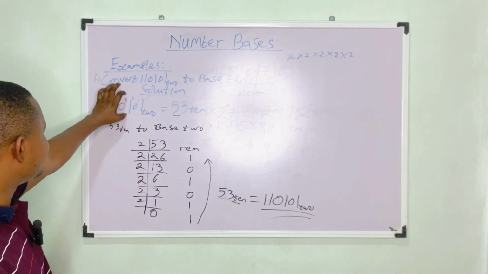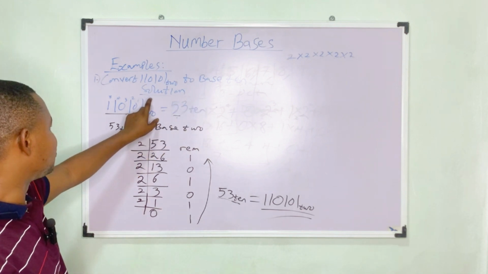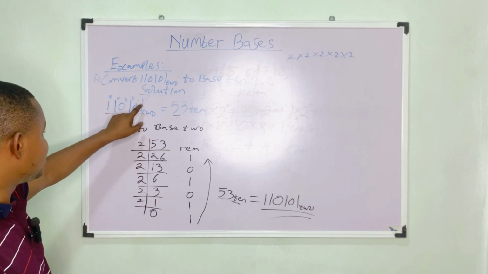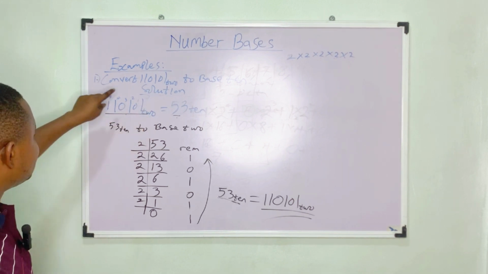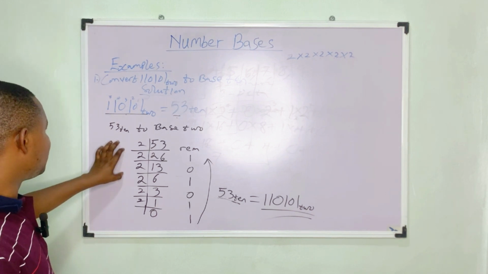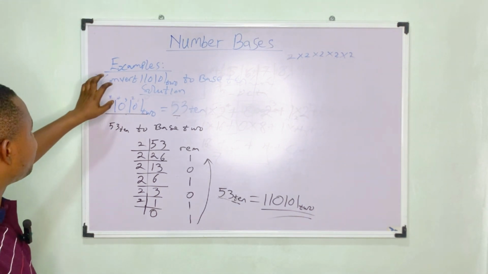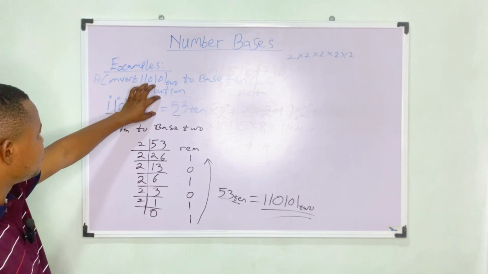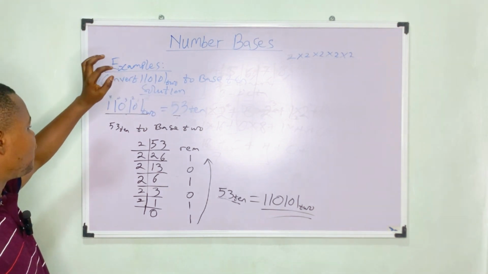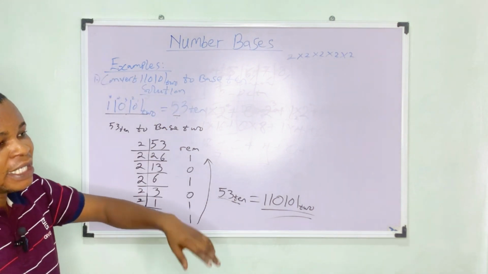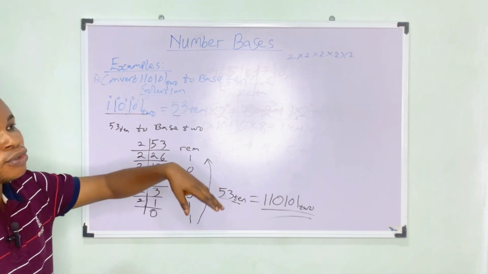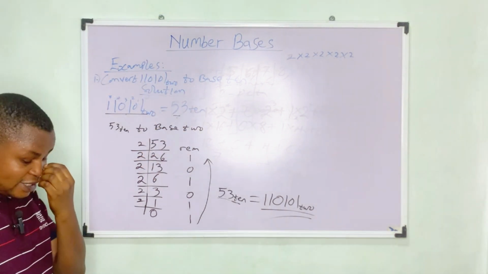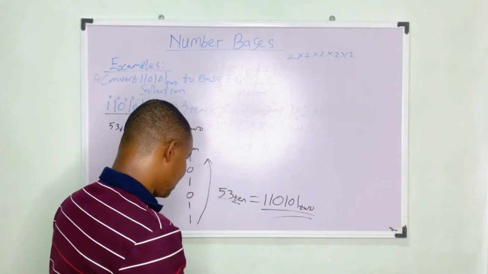If you are converting from any base to base 10, you follow the method I used here. And when you are converting from base 10 to any base, you follow this method. I repeat, when you are converting from any base, either base 2, base 3, base 4, base 5, and so on, to base 10, you follow this method. And when you are converting from base 10 to any other base, either base 2, 3, 4, 5, and so on and so forth, you use this method. It is as simple as that.